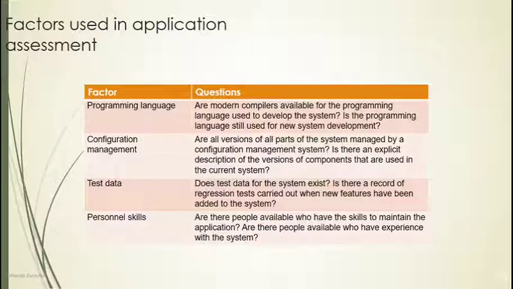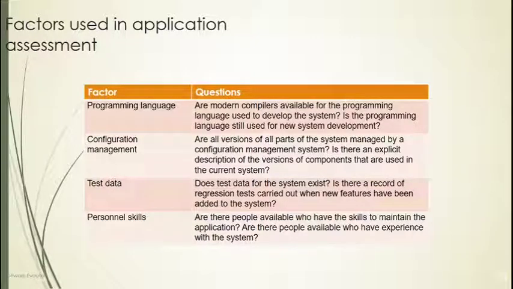In configuration management, are all versions of all parts of the system managed by the configuration management system? Is there an explicit description of the versions of components that are used in the current system? This has to be checked. Test data: does test data for the system exist? If it does, then you have to check the test data. Is there a record of regression tests carried out when new features have been added to the system? If you add any functionality to the existing system, whether it gives the correct output or not has to be tested.